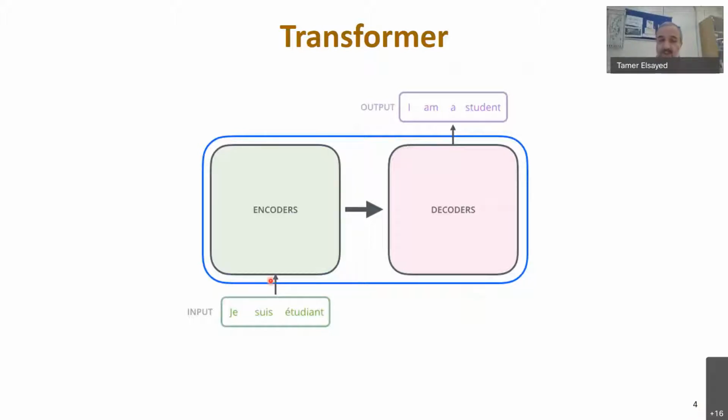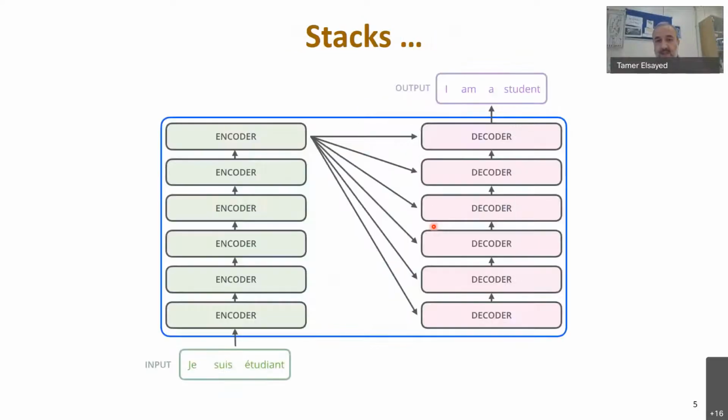So the input goes into the encoder side. Then the encoder does some things, as we will see, some embeddings for the words, and some encodings for the words, and then these encodings are used to decode the input into the output, depending on the task that we trained the architecture on.